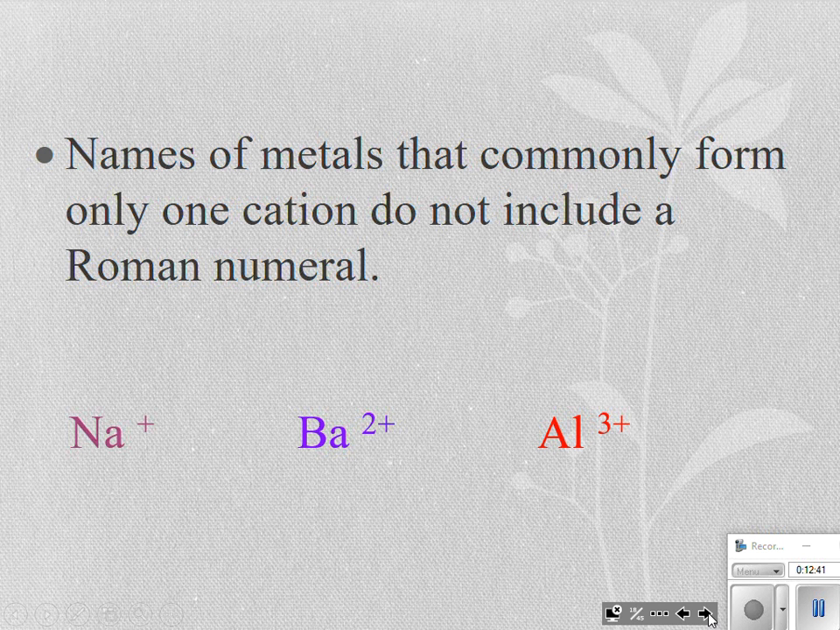Trick question. Chlorine is an anion. Do anions need Roman numerals? No, they do not. Okay? So don't get confused. That was a trick question, seeing if you're paying attention, because I just said don't put a Roman numeral on an anion. Only the cations.